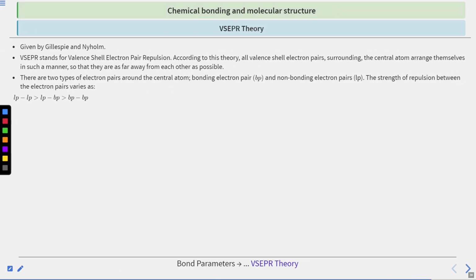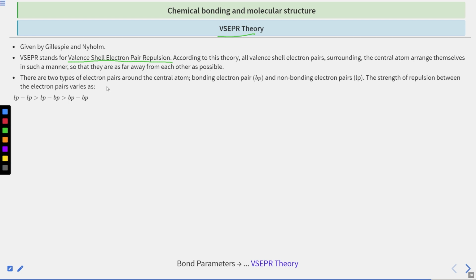So VSEPR theory was given by Gillespie and Nyholm. VSEPR stands for valence shell electron pair repulsion. According to this theory, all valence shell electron pairs surrounding the central atom arrange themselves in such a manner so that they are as far away from each other as possible.